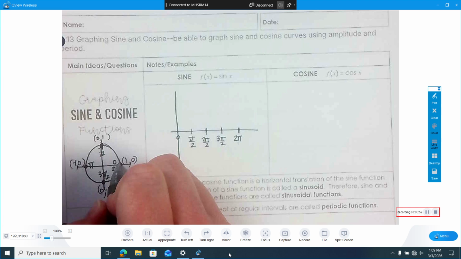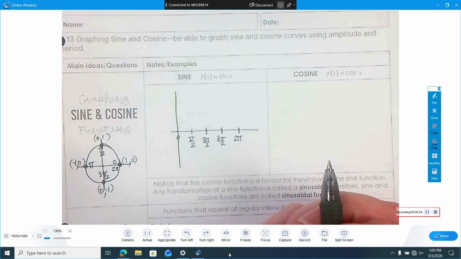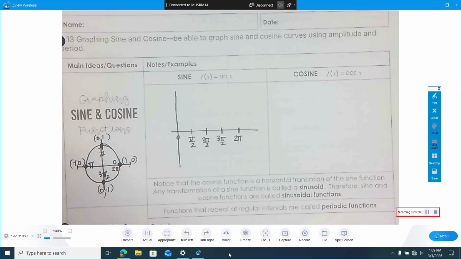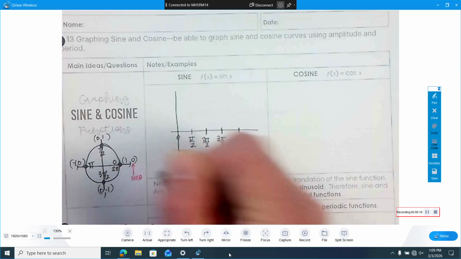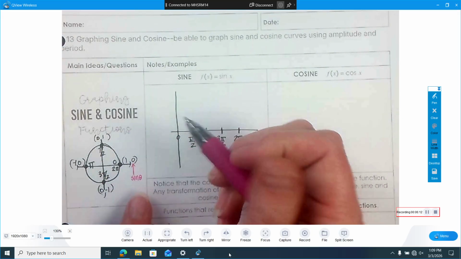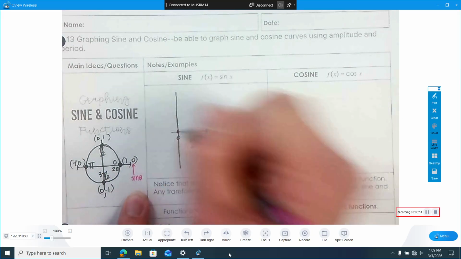So as I'm moving around this circle, starting here at 0 radians, what's the sine value? The y-coordinate is the sine of our angle theta, which equals 0. So at 0, I'm plotting a 0.